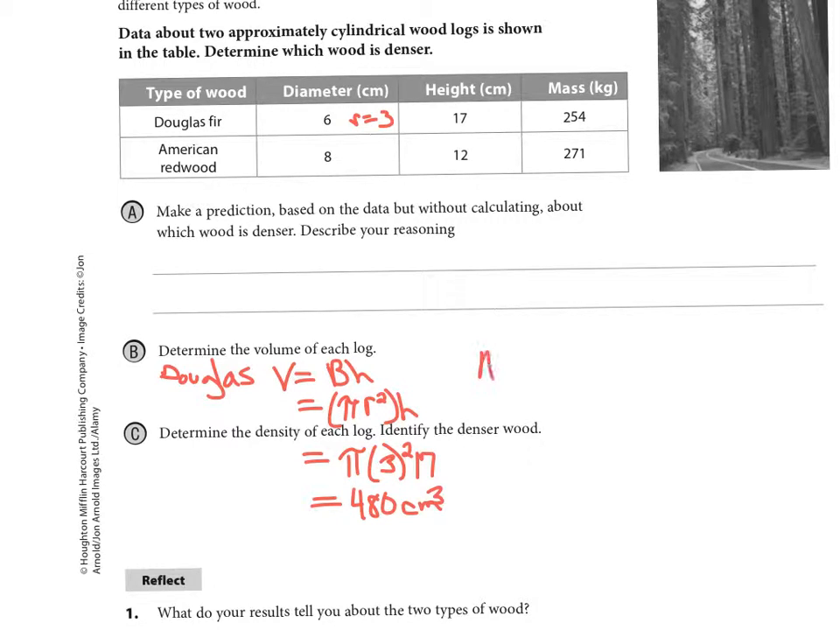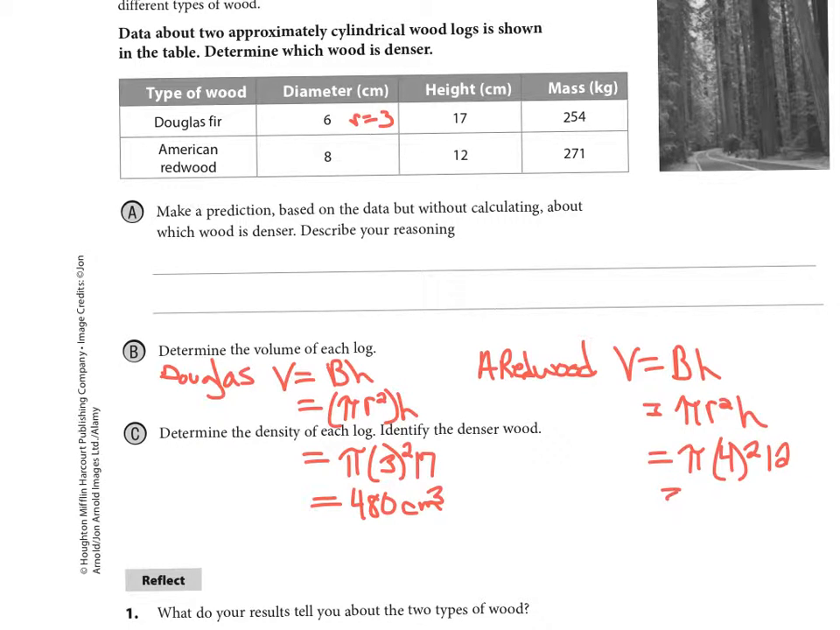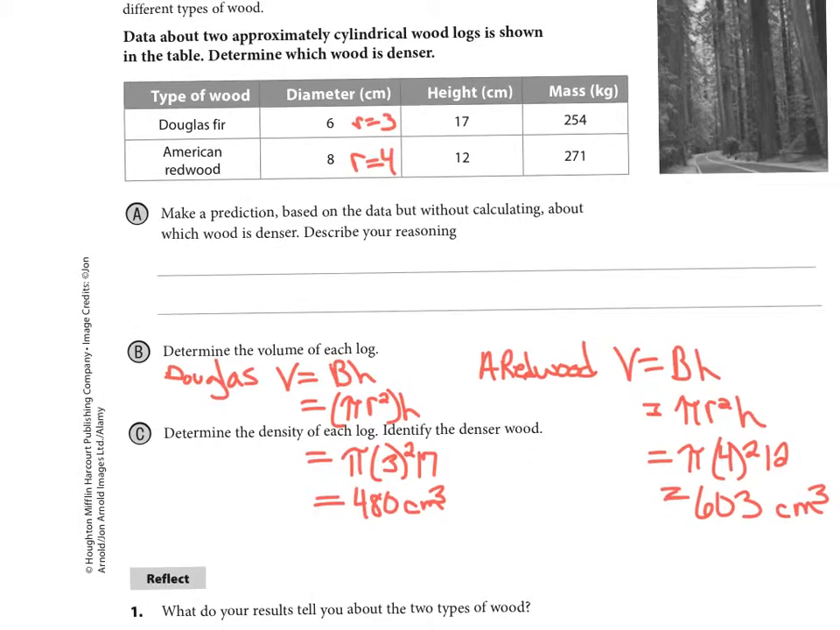So the American redwood, volume equals area of the base times height. Again, that's pi r squared times h, which is pi 4 squared times 12. And when I do that, I get 603 centimeters cubed. And one of the things that you could notice is even though the height is shorter on the redwood, that radius is more. And radius is the one being squared, and that's what makes the difference.